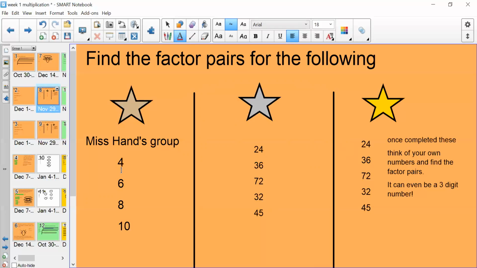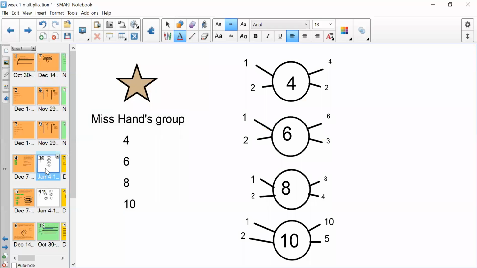Okay, well done, guys. I hope that you managed to just have a go and explore factor pairs of these numbers. So the answers, so Miss Hand's group, these are your answers for the factors of 4, 6, 8, and 10. So pause the video and mark your work. Maybe check where you've gone wrong. If you've made a mistake, that is okay. We will do this again tomorrow.